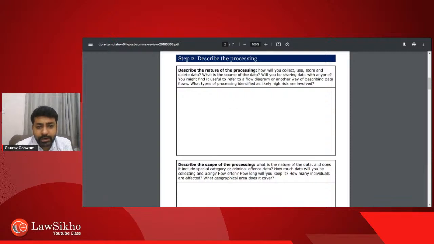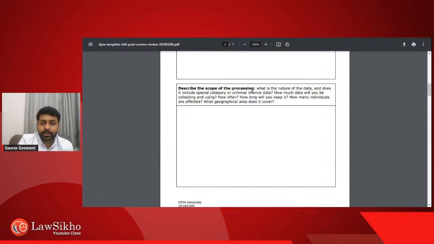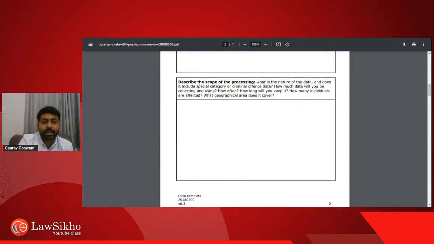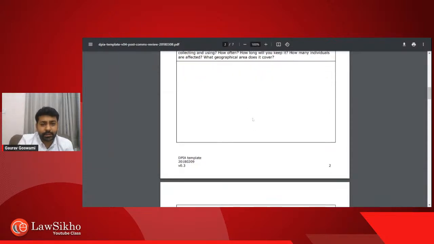And what type of processing is likely to be identified? When you are conducting a DPIA, you only conduct it when your processing is hit by any of the provisions under Article 35. You will mention why you think your processing will involve high risk. Then you have to describe the scope of the processing: what is the nature of your data, whether it includes special category or criminal offence data, whether you are collecting the data of a child, how you will be using it, how often, and how long you will keep it. All these things are to be mentioned in the DPIA.